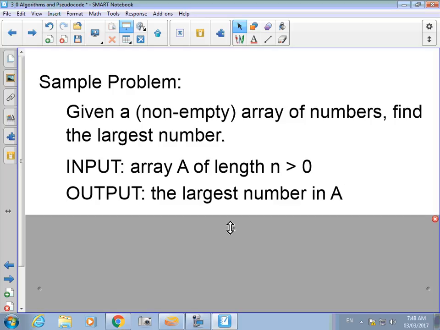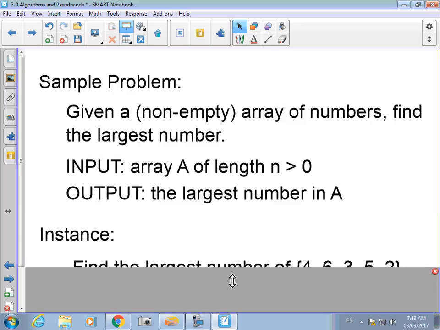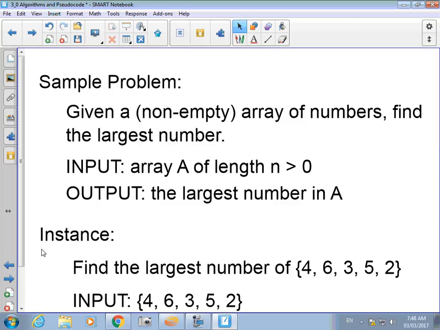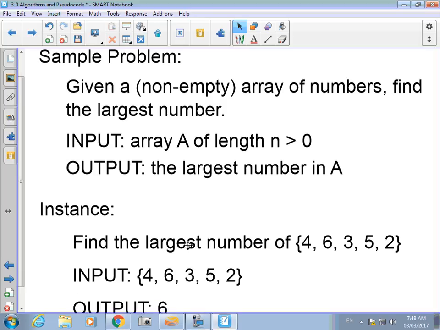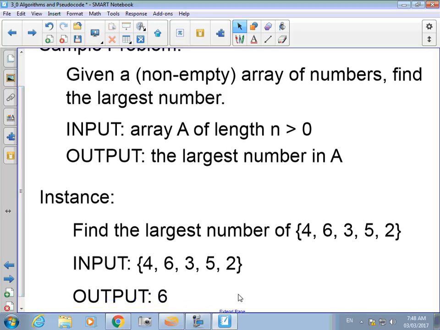And that's one of the things you did in your review project. So the instance, the specific case of that, would be: here's an array, and find the largest number of this array. The input is this, and the output would just be the largest value. The output would be 6 in this case. And that's it. This is an instance. We'll also think of this as a test case.